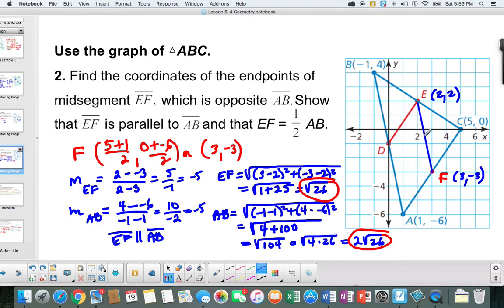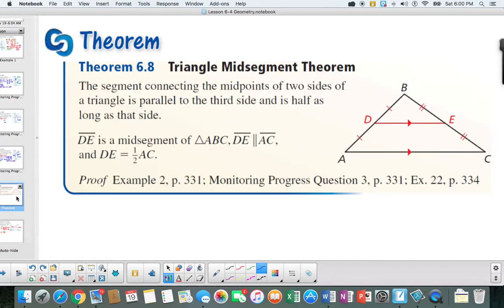We're getting this parallel to this, and we're getting that this distance is √26, and this distance is 2 √26, so this is twice as big. Now this gives us the idea for the triangle mid-segment theorem, which says that when you have a mid-segment right here, which joins the midpoints, it's going to be parallel to the third side, and it's going to be 1/2 of the third side.